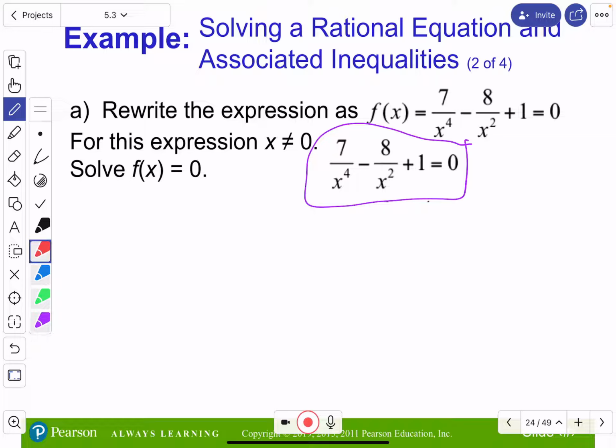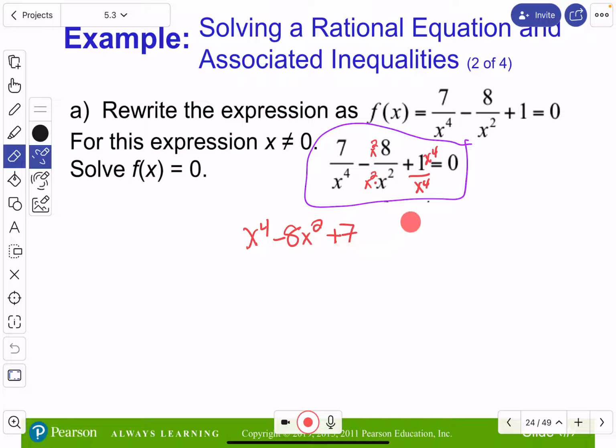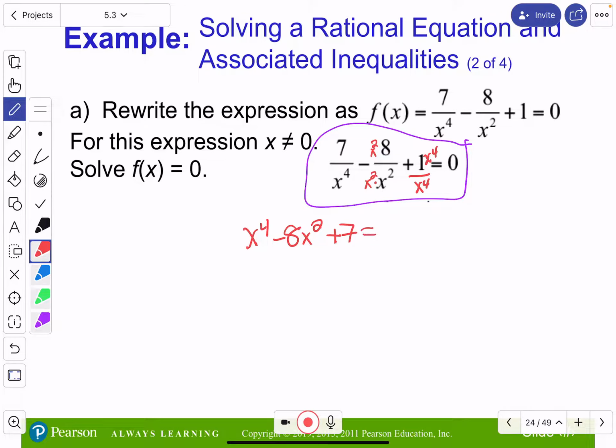So now we need a common denominator. Well, 4, 2, and nothing, we're going to make x to the 4th our common denominator. So this one needs an x to the 4th on the top and the bottom. The middle one already has 2, so we just need 2 more, and then the 7 stays the way it is. So now we can rewrite this: x to the 4th minus 8x squared plus 7 equals 0. It's all over x to the 4th, but again, when we equal 0, we can cancel that out. So now we can solve this one.